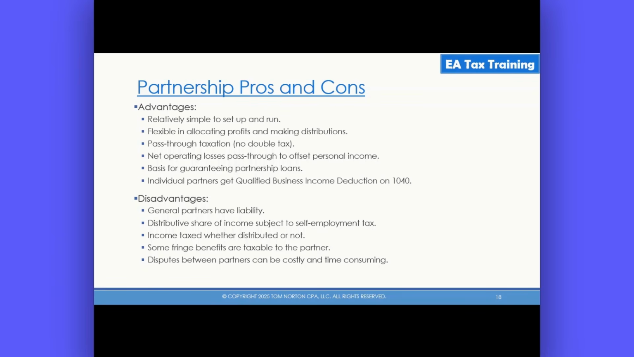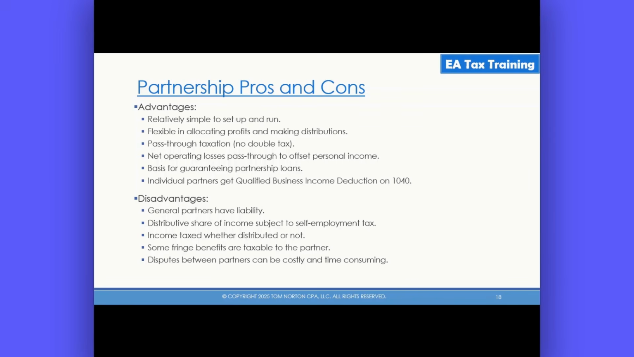And then finally, the individual partners. So if they're individual taxpayers, they do get the qualified business income deduction on their Form 1040 for the income from the partnership. Disadvantages of being a partnership: the general partners do have liability personally for the acts of any of the partners in the partnership.